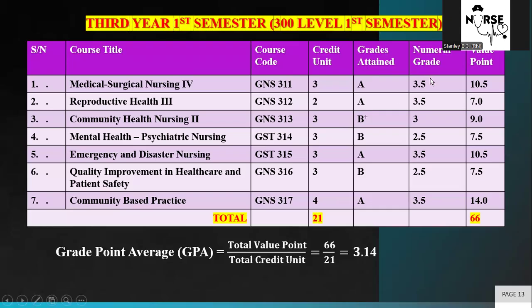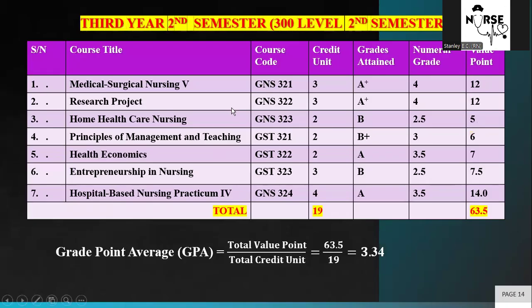The numeral grade given for all the grades attainable for this student are given below. In the last column, you see value points. Remember that we multiply the credit units and the numeral grade to get our value point. Now sum up all the value points together, you will get 66. Sum up all the credit units together, you will get 21. 66 divided by 21 will give us 3.4. So for this semester, this student got 3.4.